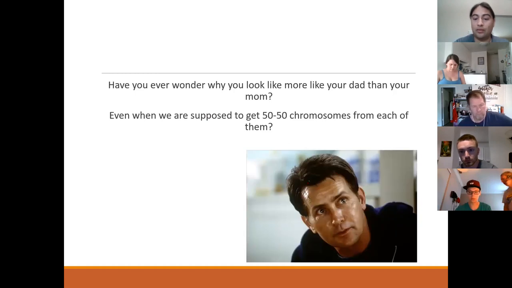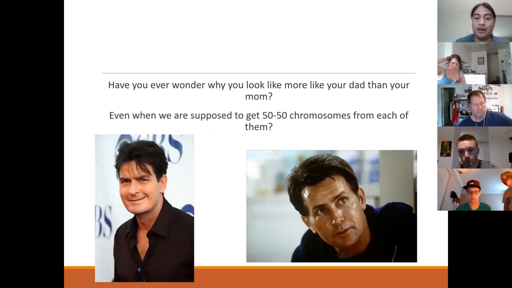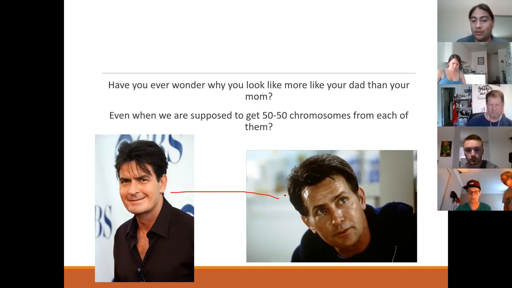Take Martin Sheen, the dad of Charlie Sheen. He appears in Apocalypse Now, which is a kind of freaky movie if you haven't watched it, and I think Marlon Brando appears too. You see they look pretty alike, right? You wonder how come they look so similar. I don't have a picture of his mom, but he looks really, really like his dad, so you wonder what's happening.